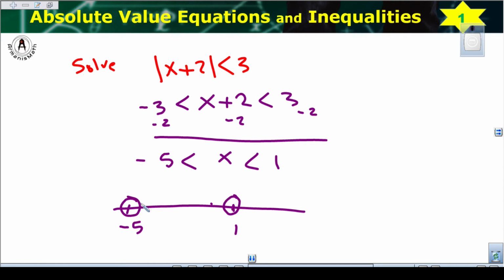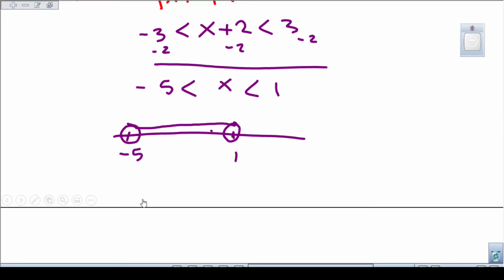The In-N-Out that you're looking for is between these two addresses, -5 and 1, but does not include the 1. If you went at 2 miles, nope, you're gone. It's not going to work. So that's why we have this number line representation. Can you give me this representation in interval notation? So this is number line. What would this look like in interval notation?